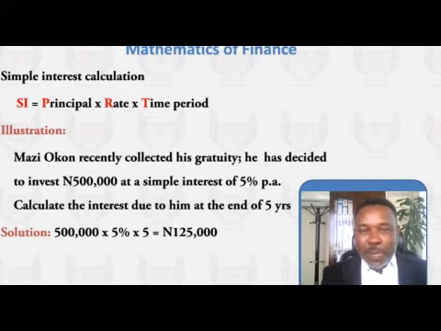The formula for the future value, that is how much you get in future, is SI equals P(1 + RT). SI meaning simple interest, P is the principal, R is the rate, and T is the time period. Let's work out this illustration. Mazi Okon recently collected his gratuity. He has decided to invest 500K at a simple interest of 5% per annum. Calculate the interest due to him at the end of 5 years. Can you work that out? Now, the principal is 500,000. Rate is 5%, while time is 5 years. So when you multiply out, simply you will get 125,000.